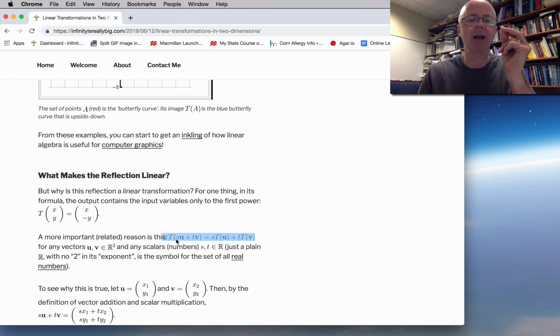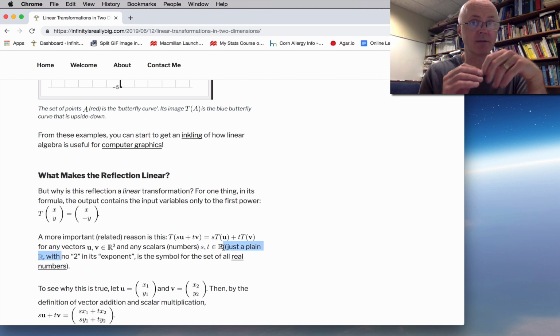This combination, su plus tv, is called a linear combination of the vectors u and v. We're going to talk more about linear combinations a lot in later sections. So what we're saying is when you have a linear combination of u and v as inputs to T, the output is the same linear combination with the same numbers s and t of the images T of u and T of v. That's kind of a mouthful. You may want to rewind it and hear me say that again. By the way, when you see just a plain R, with no exponent, that just means the real line. s and t are real numbers or scalars.